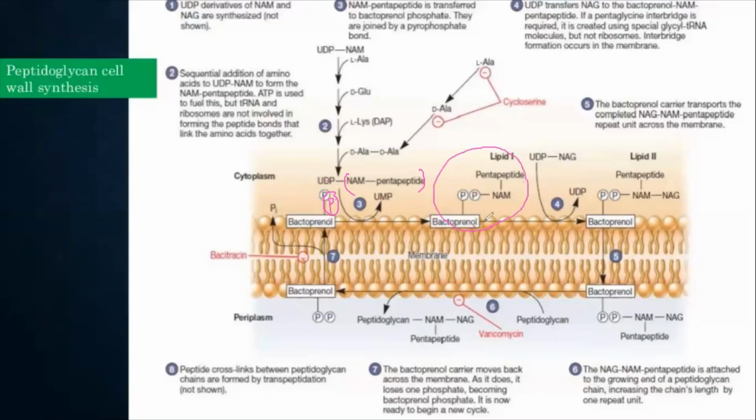The NAM molecule is ready. Now comes the UDP-NAG. This will join over here. So NAM-NAG has been added. Here your NAG has been added. And then you have got the pentapeptide also. Is it clear, guys? This much till here?